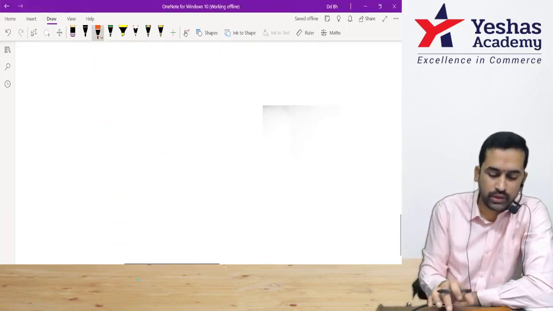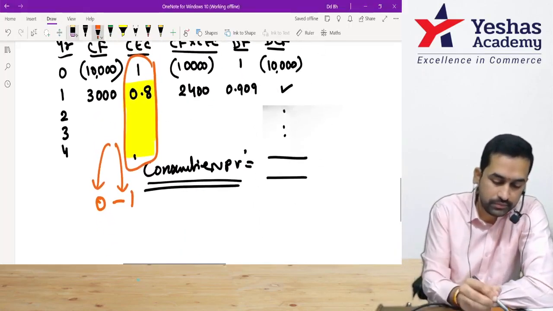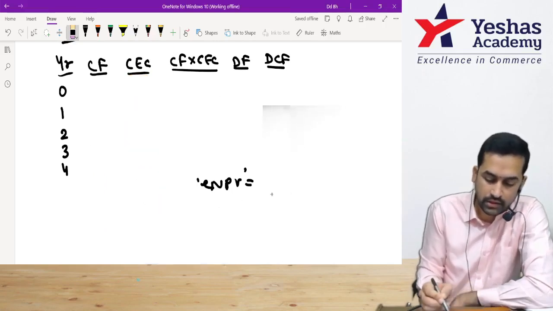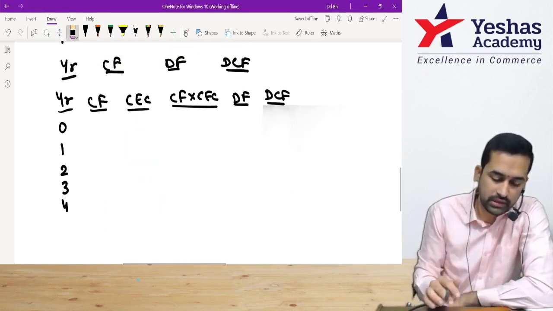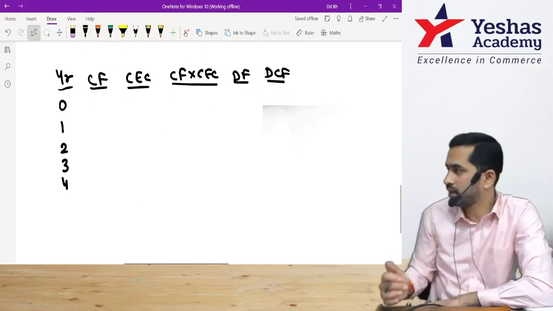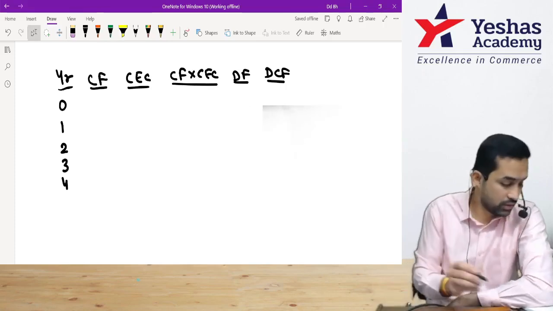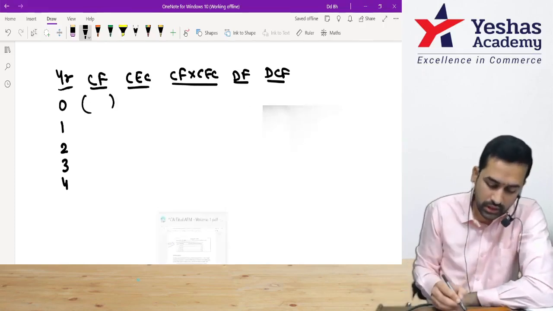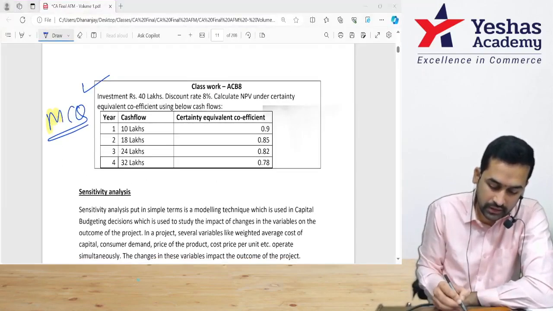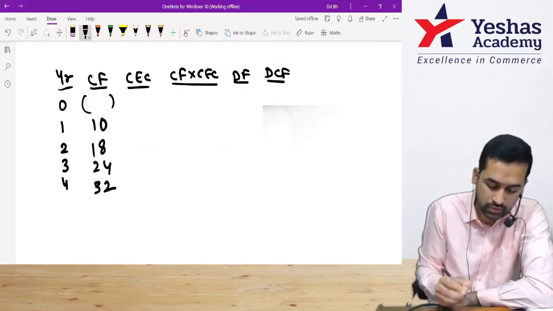Just allow me to start and then you can complete this answer. So here is my table for NPV. Understand, the NPV that we are calculating here is the conservative estimate of NPV. Year 0, I have the cash outflow. Year 1, 2, 3, 4: 10 lakh, 18 lakh, 24 and 32.